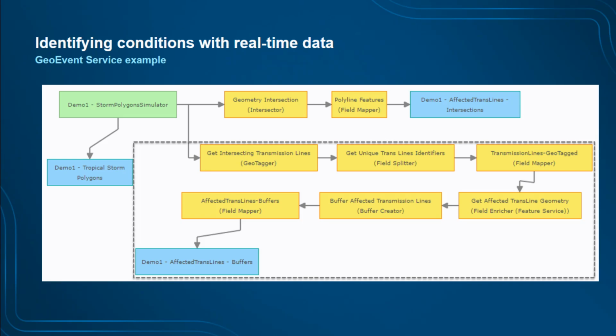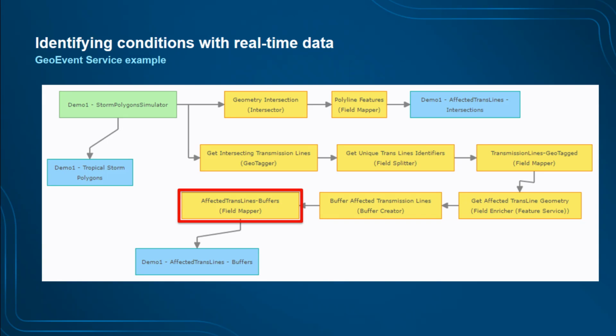The body of the analytic is using several different processors. It's using a geotagger to identify which polylines it intersects. It is splitting that event record so that every event record has only the name of one intersecting polyline. It's then using a field enricher to replace the storm's polygon with the polyline that the storm is intersecting and then buffer that polyline. That's how I'm pushing out that highlighted area that you saw on the map.